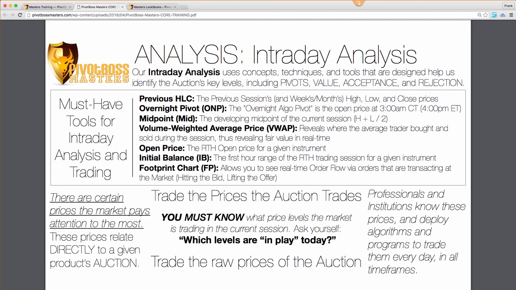The initial balance, we've seen this one play out great in the Pivot Boss Premium Trading Room over the last couple of weeks, especially in crude oil. The initial balance has been on fire. The first hour range of the RTH session for a given instrument is the initial balance. So it's the first hour high and low. What's the first hour high and what's the first hour low? And this is the first hour of the RTH session.